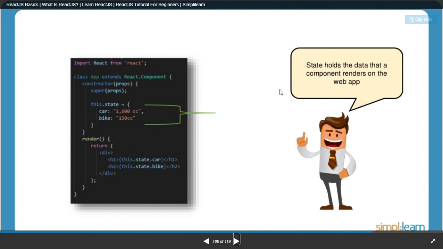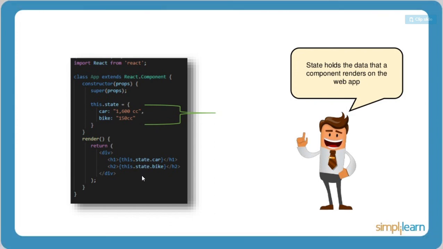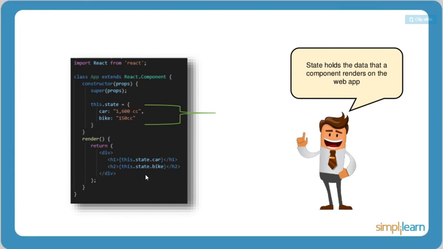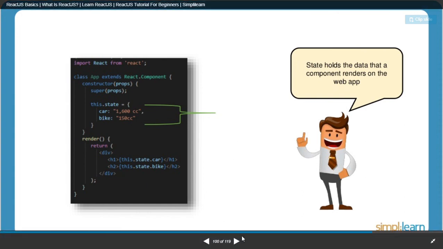The state holds the data that the component renders on the web app. Here I have put a simple thing, which is car and bike. I have put the CC over here. In the state variable, I have the car CC value and the bike CC value. In the HTML structure, in the first heading H1, I'm displaying the 1600 CC, and in the second one I'm displaying the 150 CC. Which is nothing but your state value being bound to the UI. So this is simple state. The state holds the data that a component renders on the web app.